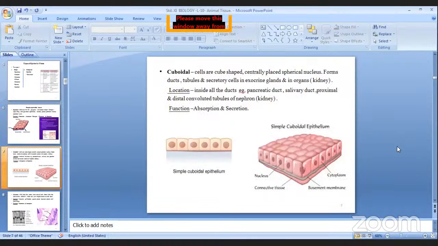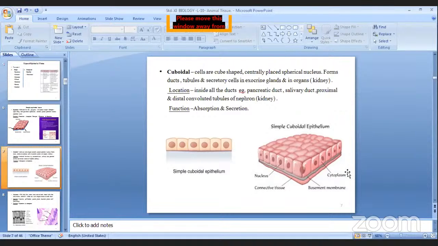Now, the next type is the cuboidal, which means the cells are cube-like. You can see this in the diagram. This is a single layer that is shown, in a 3D diagram. Here the nucleus is again centrally placed. It is a large nucleus, and the nuclei are mainly spherical. The cells look cube-like, and they are situated on the basement membrane. See here, you can see this basement membrane.